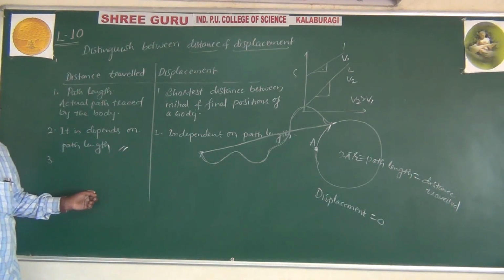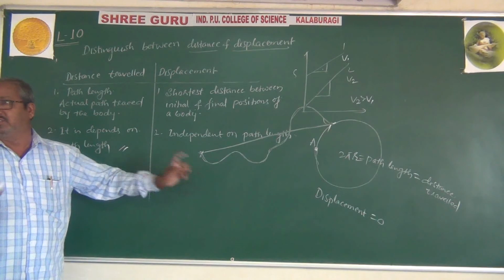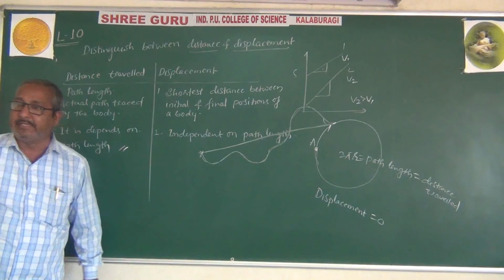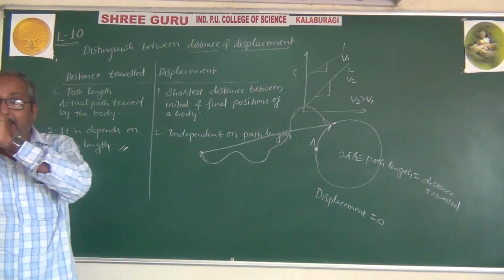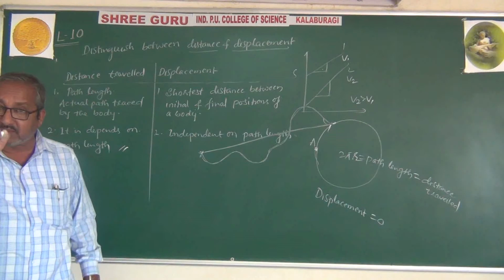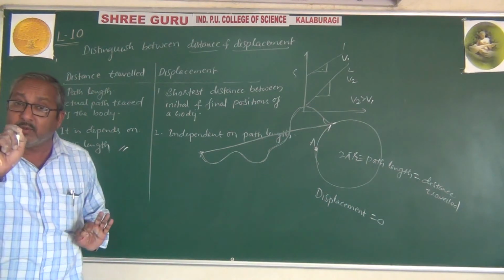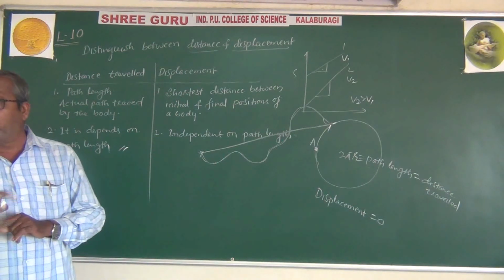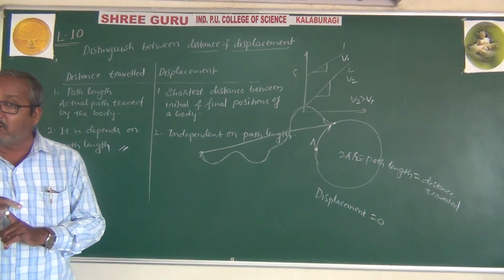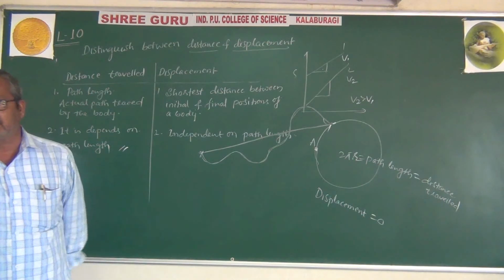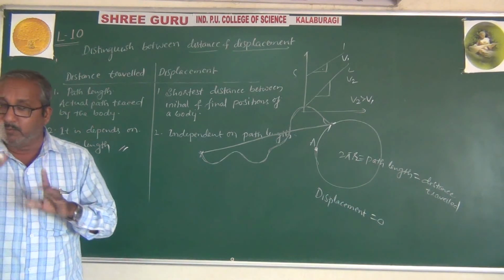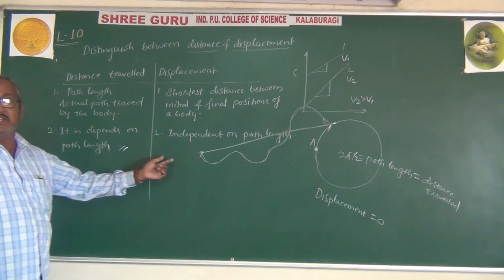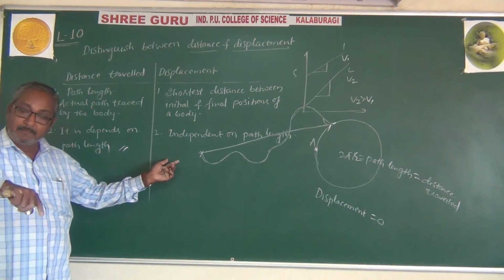Distance traveled is more, whereas the displacement is smaller. But in only one case, if the body is moving along a straight line, the distance traveled and displacement are both equal in magnitude. Whereas in the curved path, the distance traveled will be more than the displacement. That is also one of the very important differences.